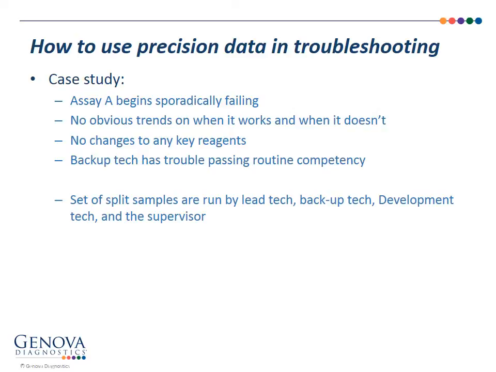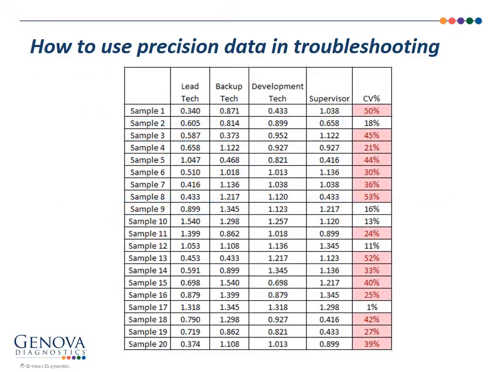So we got a set of samples, and we had that same set run by the lead technician, the backup technician, the development technician that was helping out with this project, and the supervisor. And it was bad, y'all. The CVs were all over the place. You can see here the CVs range from 1% to about 53%. It's just all over the map.